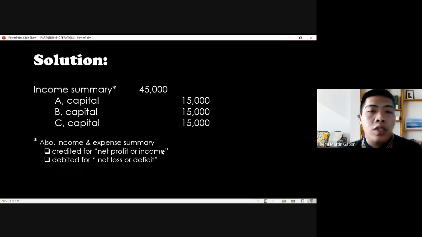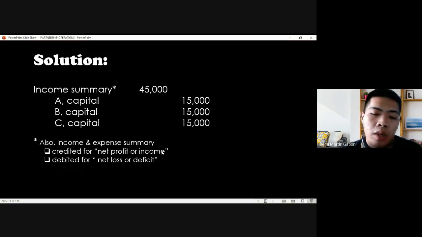Okay, but the journal entry that I am presenting now is referring to the profit distribution already. Since there's an income, the previous entry should have credited the income summary, but because we are already distributing the profit, it is only proper to debit the income summary, then credit the capital accounts of the partners. The partners can agree to have it credited directly to the capital accounts.